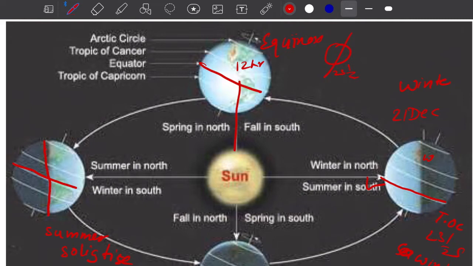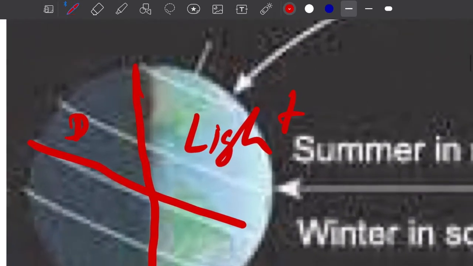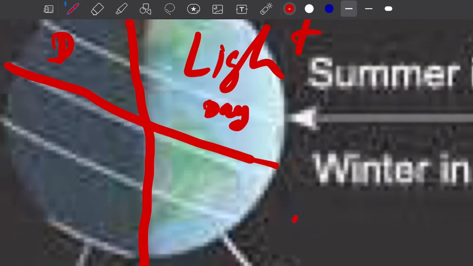Okay, this is the dark region and this is the light region. So in the northern hemisphere you can see that the lighted part is more, so daytime will be more in the northern hemisphere. In summer we know that daytime is more than night time, while the night time is less. In the southern hemisphere we have winters, and in winters we know night time is bigger, so night time is more and daytime is less.